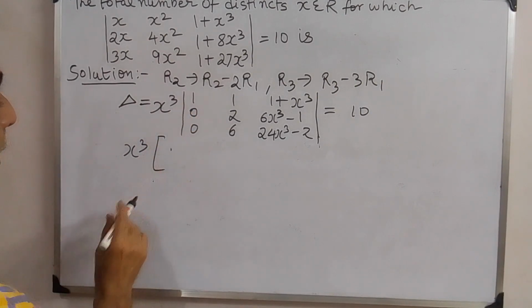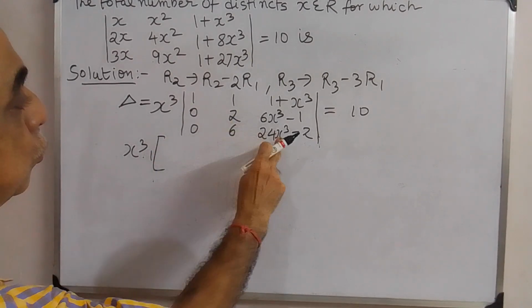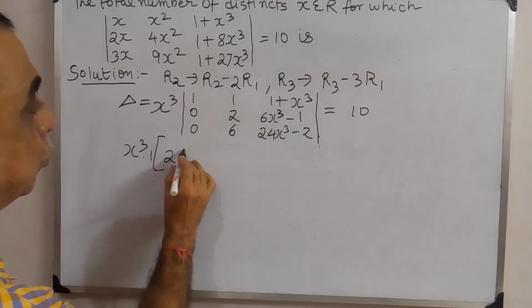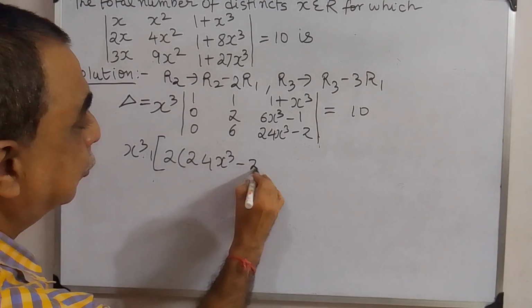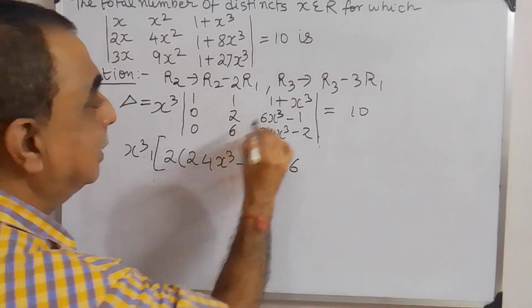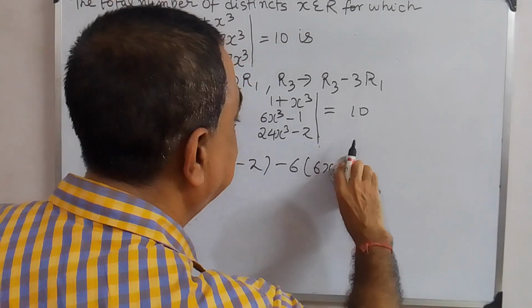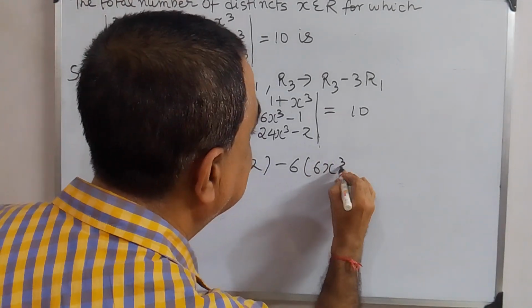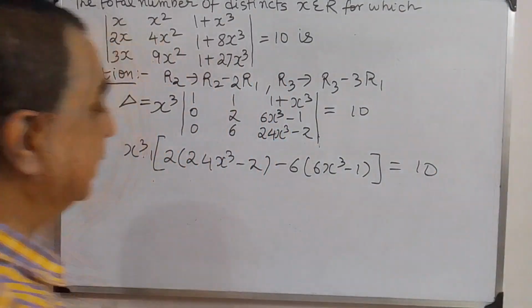Okay, no need of writing 1, or you may write 1 outside. So this will be 2 into 24x cube minus 2, and on this side minus sign. So minus 6 into 6x cube minus 1, that is equal to 10.